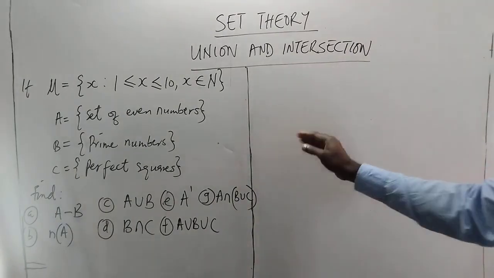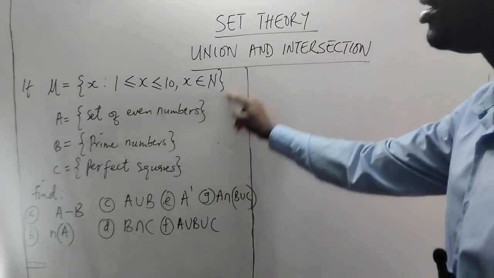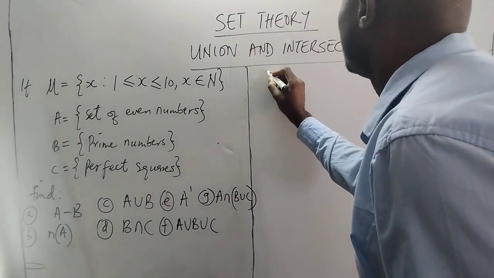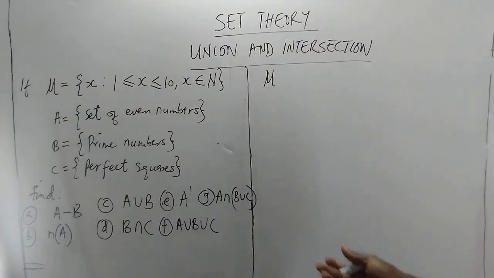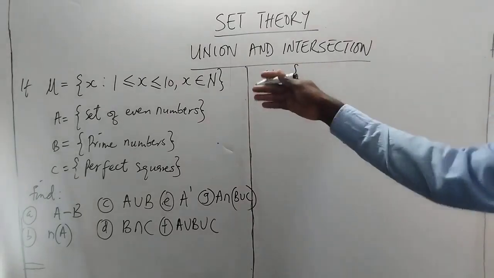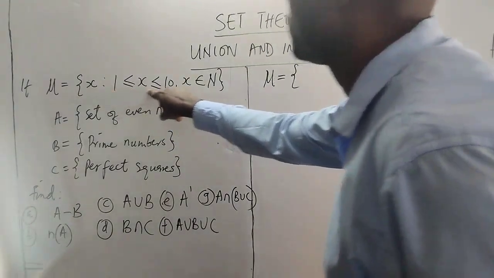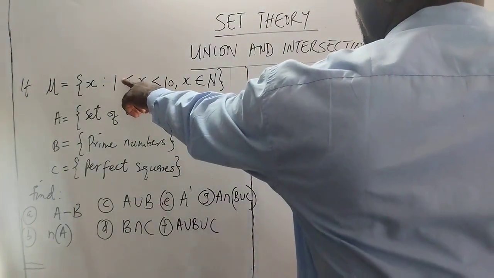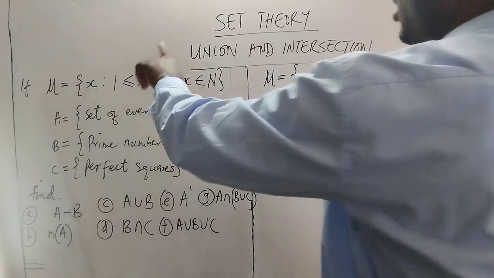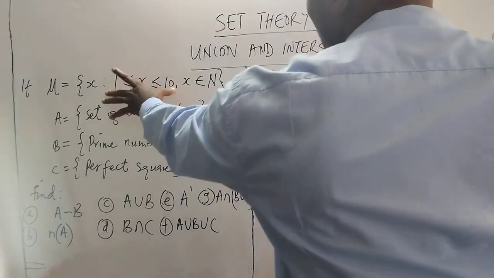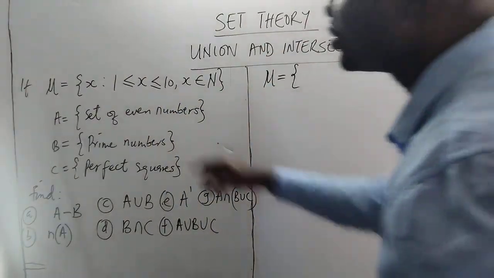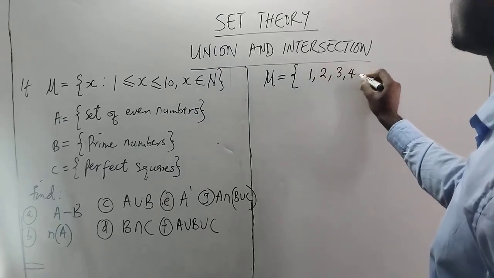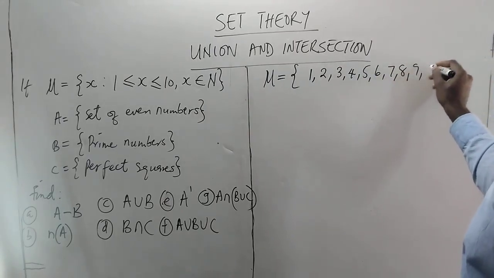To answer these questions, it is always advisable to list the elements of the sets, starting from the universal set, which we call the mother of all sets. In this question, the elements of the universal set are from 1 to 10 inclusive, because you can see we have less than or equal to used. If there were no equal to there, then the numbers would not be included. But because we use less than or equal to, it is inclusive. So we have 1, 2, 3, 4, 5, 6, 7, 8, 9, and 10.